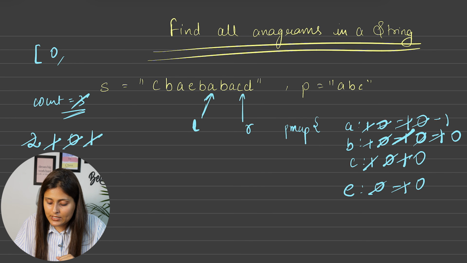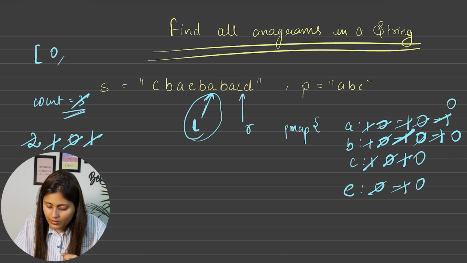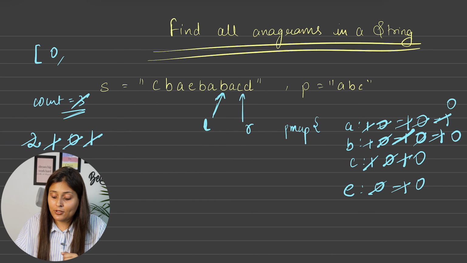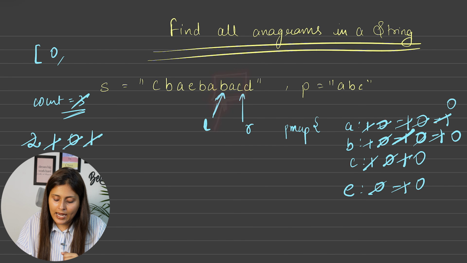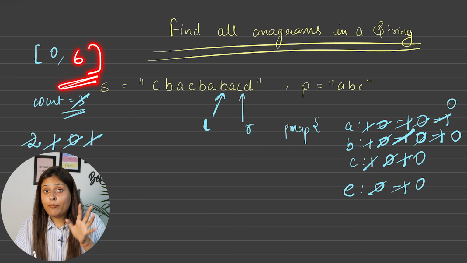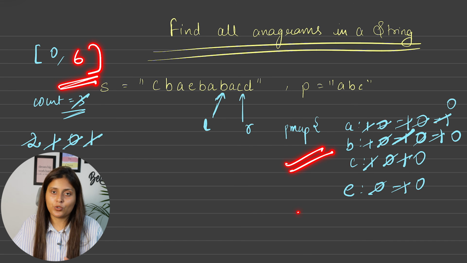What is the frequency for A? A negative, means this one is not required. We will increment and we will move this left pointer ahead. Now the length is 3, still the count is 0. This one is required. So hence the frequency, the index is 6, we will add it here. So by following this idea, only using one map we can do the solution.